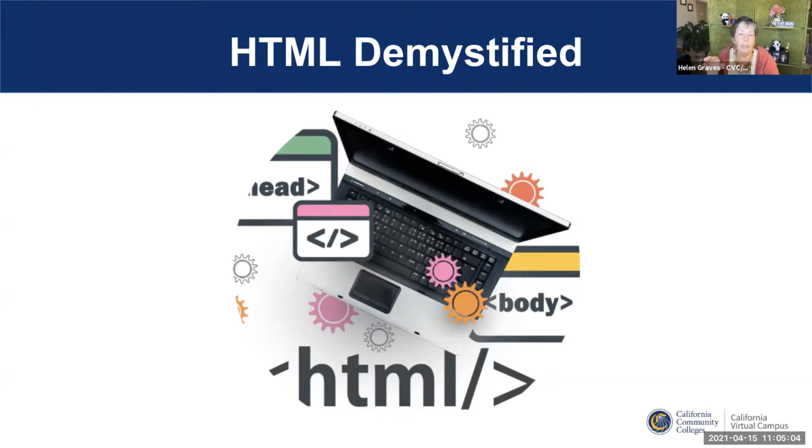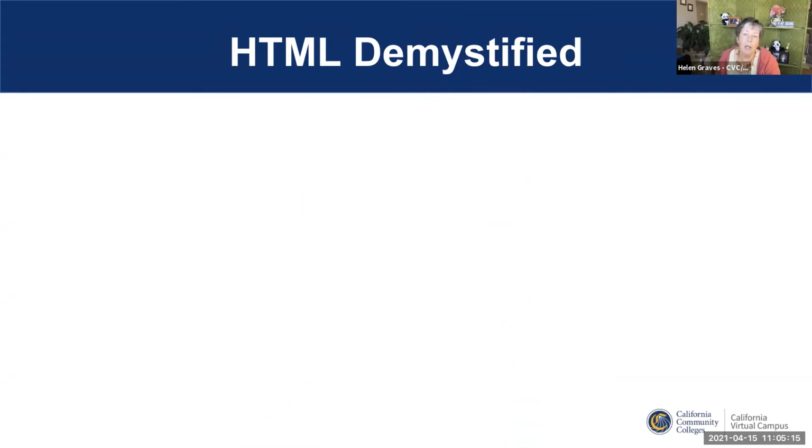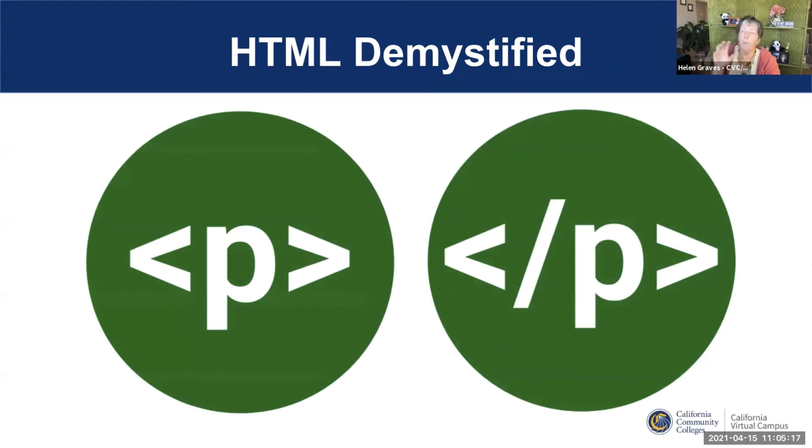Code is very logical and very orderly. Once you know how a piece of code is structured, it's pretty easy to use it with confidence. It's important to remember that each line of code always has an opening and a closing tag enclosed within the greater than, less than symbols. So everything within the opening and closing tag is referred to as a line of text.